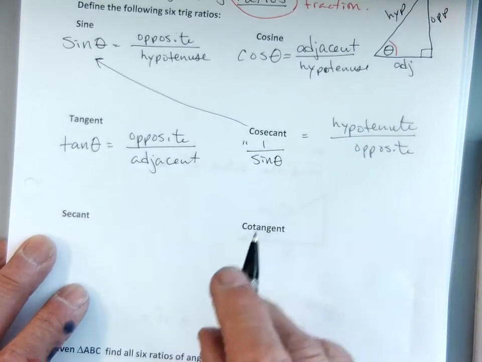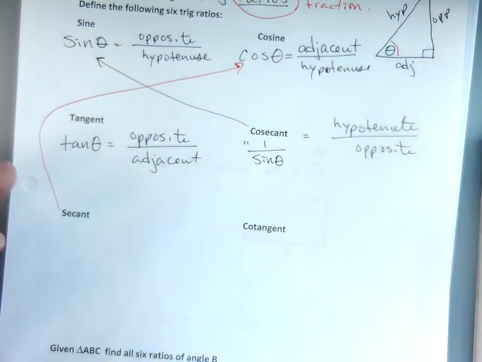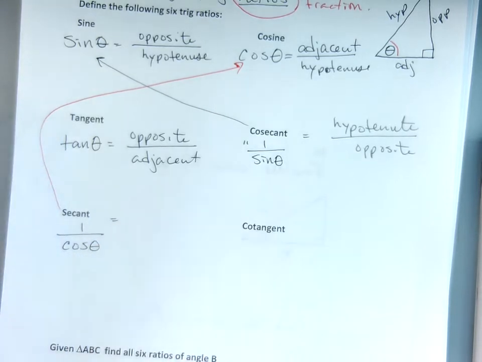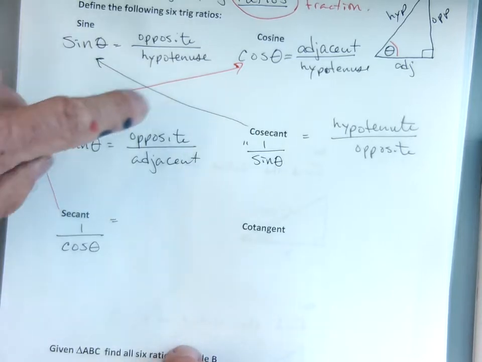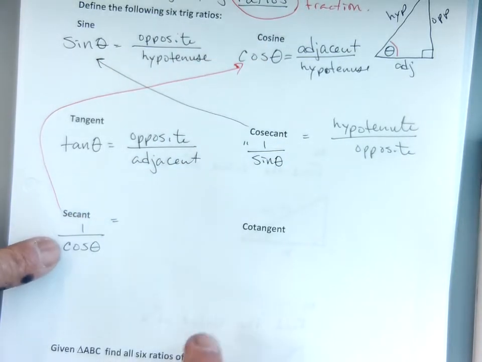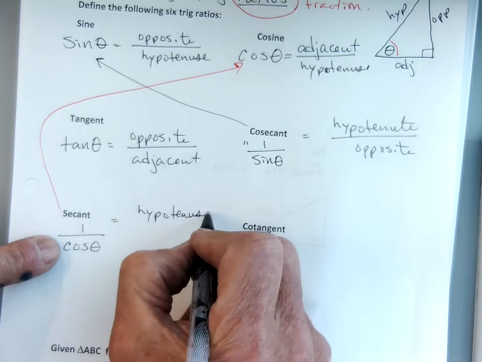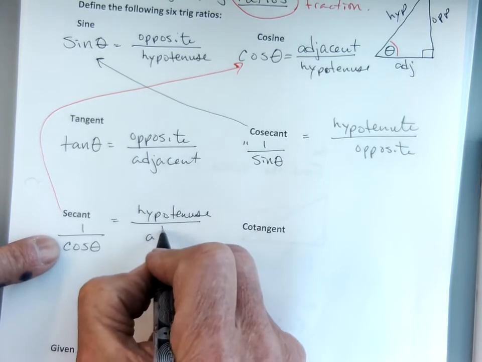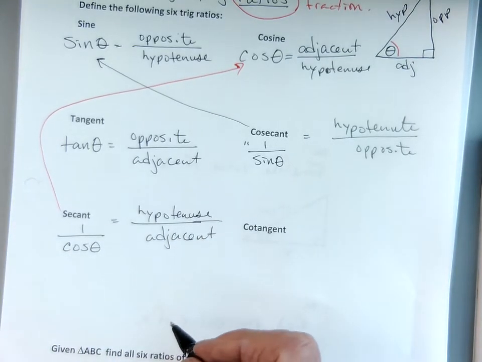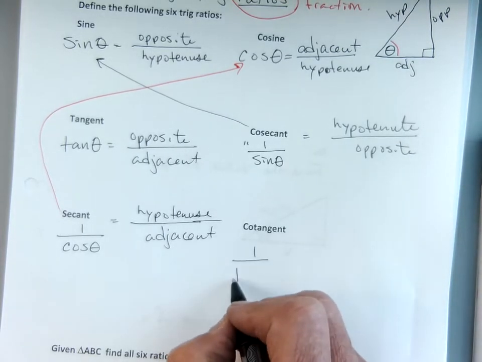Secant goes with cosine, but it's 1 over cosine. So instead of adjacent over hypotenuse, it's just the flip of it. So secant is going to be the hypotenuse over the adjacent. Okay. Cotangent, of course, goes with tangent. It's the same thing as 1 over tangent of theta.